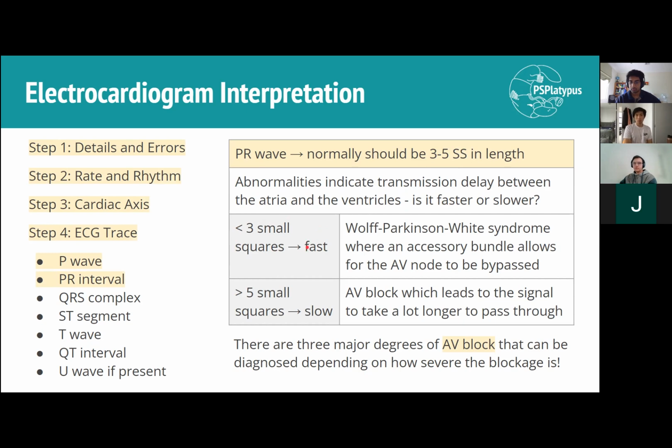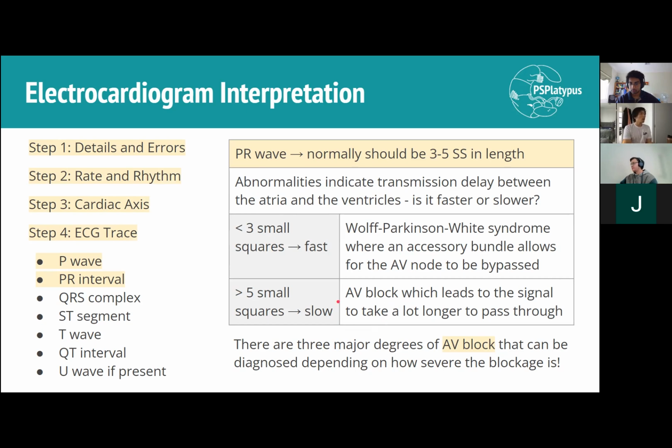And one condition which you might hear about in your lectures is the Wolff-Parkinson-White syndrome. Basically, you just have an accessory bundle that is bypassing the AV node. So it's managing to go past the AV node. Remember, the AV node tries to delay things a bit. If it's not able to, we've got some sort of accessory bundle in the way. If it's larger than 5 small squares, it's way too slow. And that is your classic AV block.